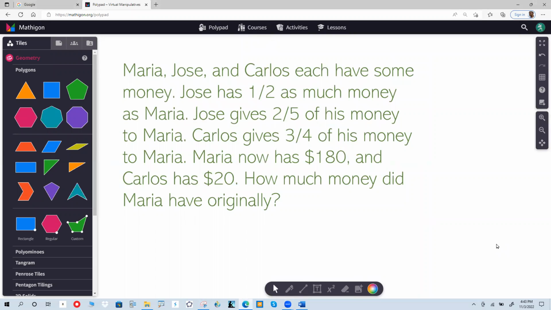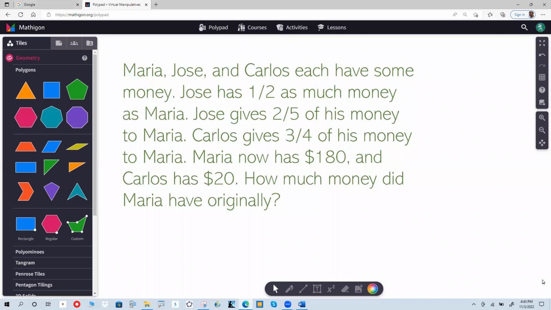Let's work on this problem. Maria, Jose, and Carlos each have some money. Jose has half as much money as Maria. Jose gives 2/5 of his money to Maria. Carlos gives 3/4 of his money to Maria. Maria now has $180 and Carlos has $20. How much money did Maria have originally?